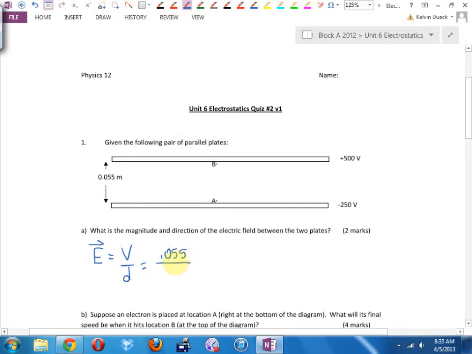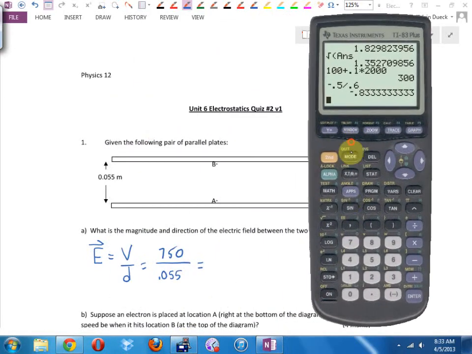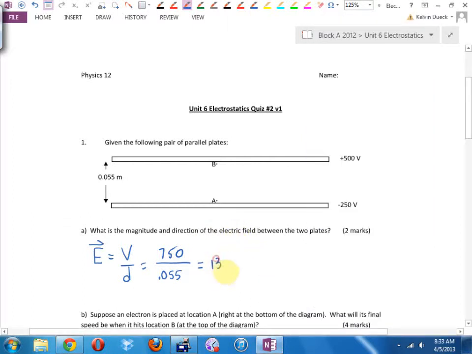It's going to be 0.055. Hang on, that's the distance. Let's put that on the bottom. 0.055, it is meters, yes. And the voltage, careful, it's not 500. The voltage is 750, because you're going from negative 250 to positive 500. And 750 divided by 0.055, or 5.5 centimeters, looks like the electric field is about 13,600. Units, volts per meter, or newtons per coulomb.